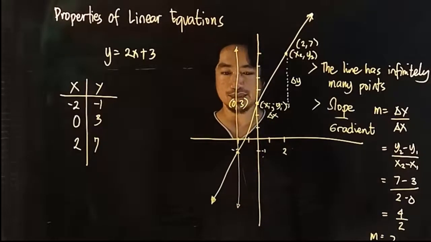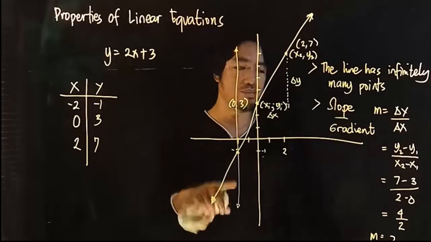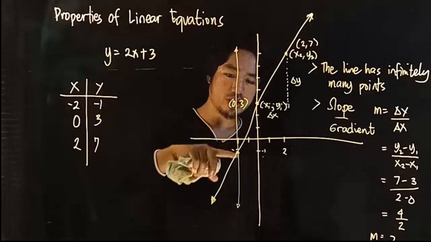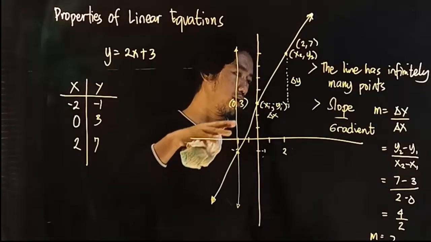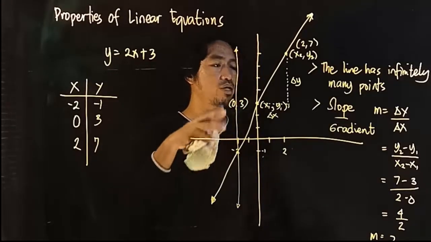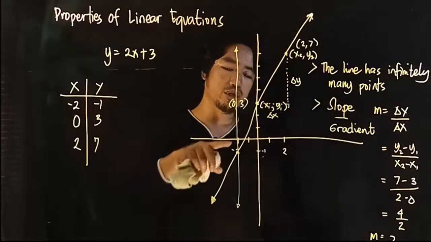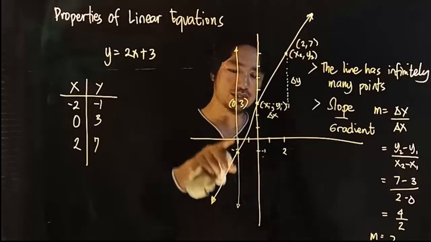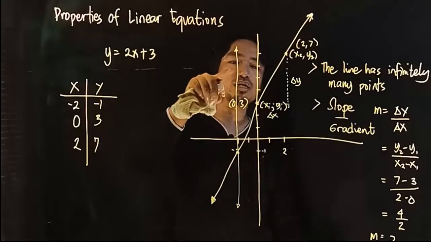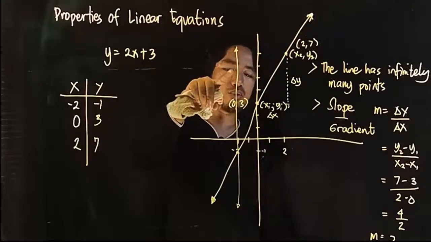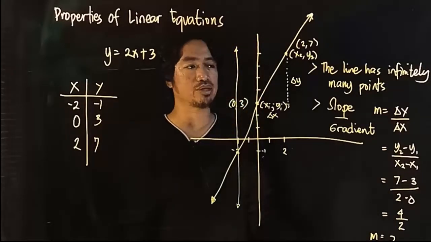So in this vertical line, the value of y changes, but the value of x remains the same. For any point within this line, if you take the difference of any coordinates x2 and x1, that is always equal to 0. Particularly in this example, the line passes at x equals -2. So any point within this line, the x's are always equal to -2, so the difference is always equal to 0.